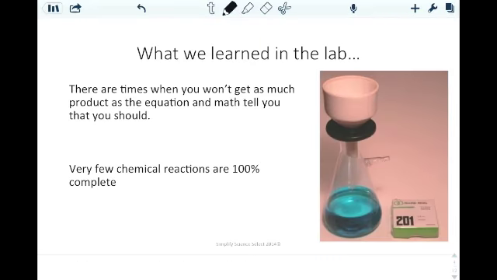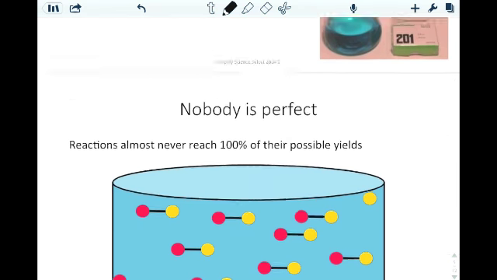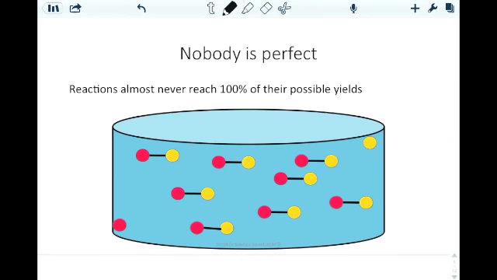We can't do anything. Now, looking in the lab, there are times when you won't get as much product as the equation and math tell you that you should. Very few chemical reactions are 100% complete. So the rule of thumb is that normally we're not going to get 100%. If we get around 98, 99, we're doing really, really good. But not all reactions are going to be 100%. Nobody's really perfect, and that's the whole "we're not going to get 100%" thing. Reactions almost never reach 100% of their possible yield, so we're not going to get 100% of the product.